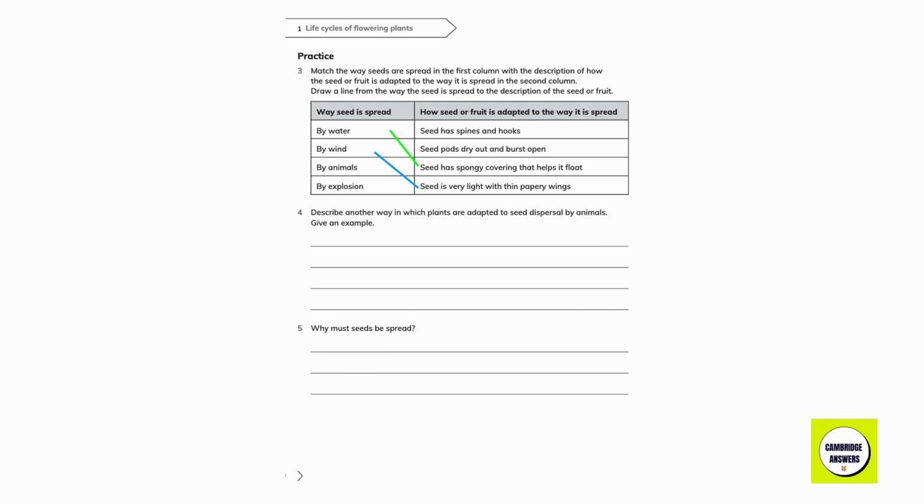By wind. Seed is very light with papery thin wings. By animals. Seeds have spines and hooks. By explosion. Seed pods dry out and burst open. Describe another way in which plants are adapted to seed dispersal by animals.